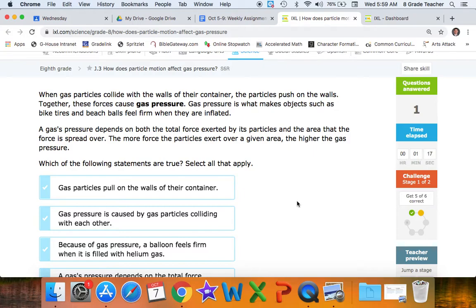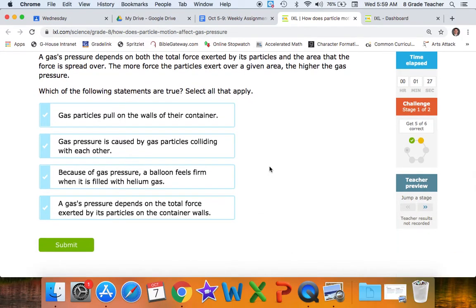Which of the following statements are true? Select all that apply. Gas particles pull on the walls of the container. No, they push on the walls of their container. Gas pressure is caused by gas particles colliding with each other. Because of gas pressure, a balloon feels firm when it's filled with helium gas. And gas pressure depends on the total force exerted by its particles on the container walls.